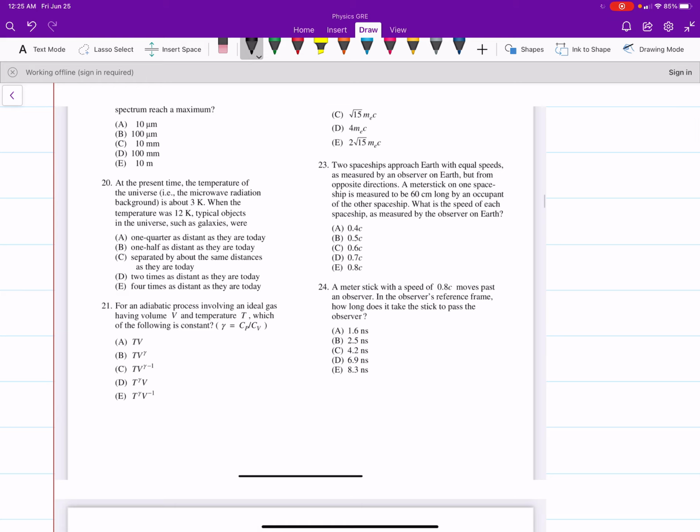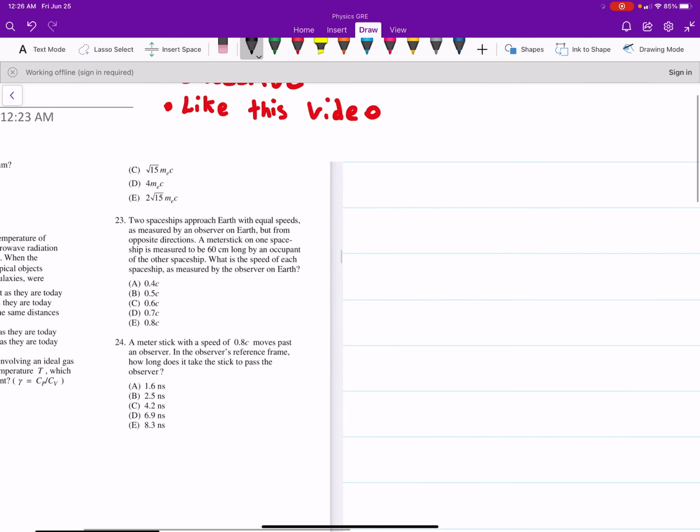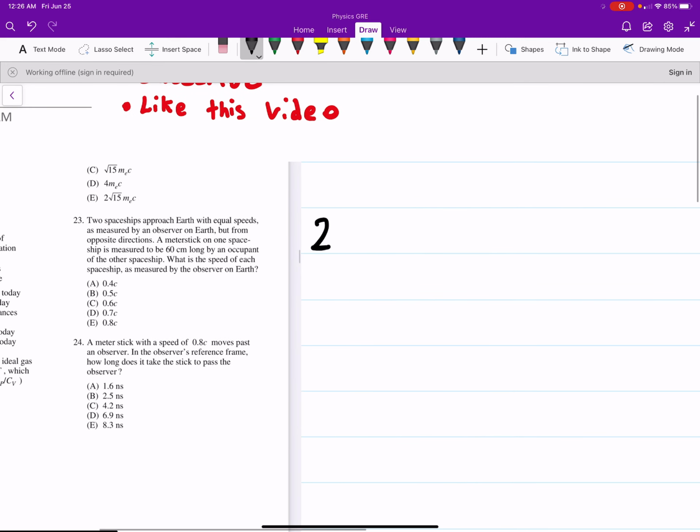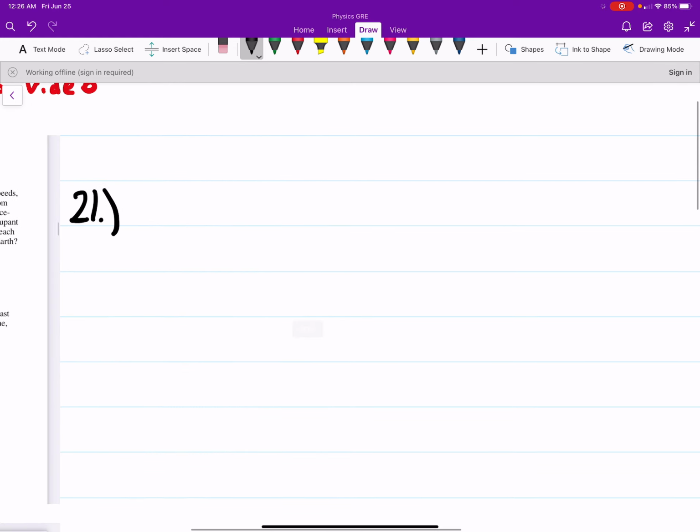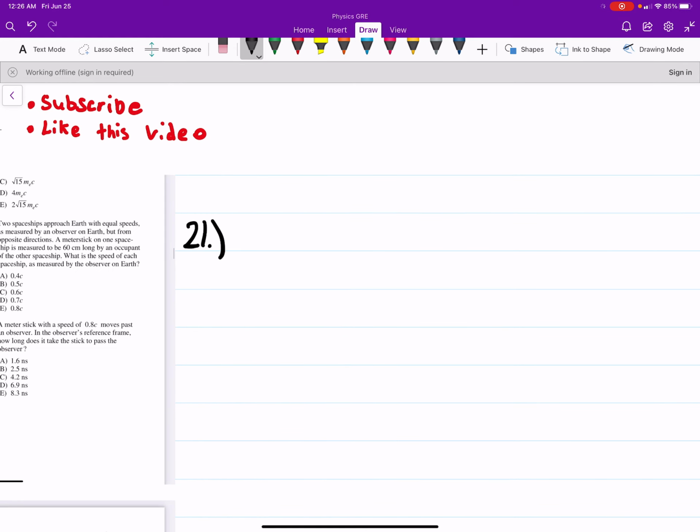Okay, so the first one says, for an adiabatic process involving an ideal gas having volume V and temperature T, which of the following is constant, where gamma is Cp over Cv? So this requires the first law of thermodynamics.